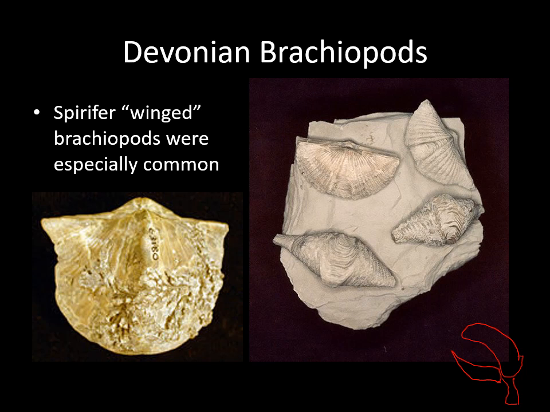They would open up their valves, and then this looks crazy, but they would extend out this long feathery structure, and that's called a lophophore. And the lophophore is what they actually use to filter feed, and then they curl it up and pull it back in, and they close up shop.